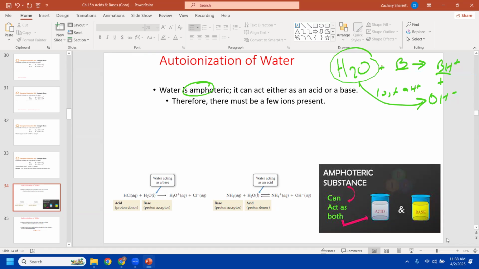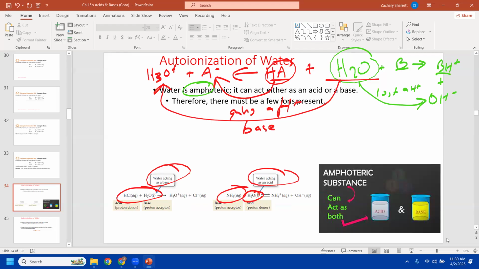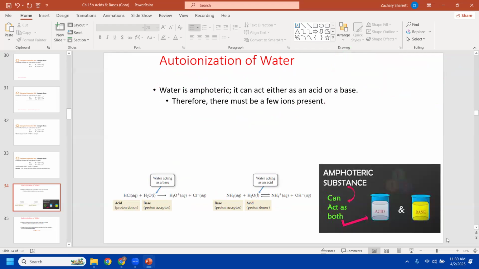That same water molecule can react with an acid. So let's just say HA is a generic acid. If HA reacts with H2O, it can become H3O plus and A minus. So the HA loses a proton. The HA is the acid. The water gains a proton, therefore it is acting as a base in this case. So water is amazing because it can act as a base, as we see when we react it with an acid, or it can act as an acid when it reacts with a base. Everybody see that? Water is amazing because it can react with both.